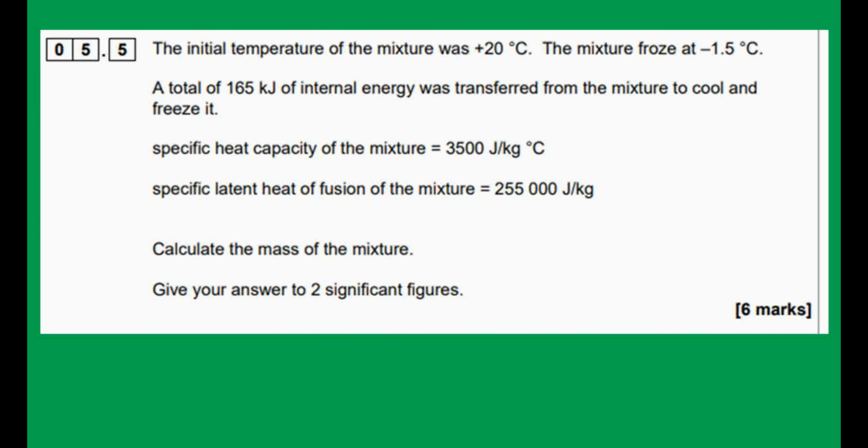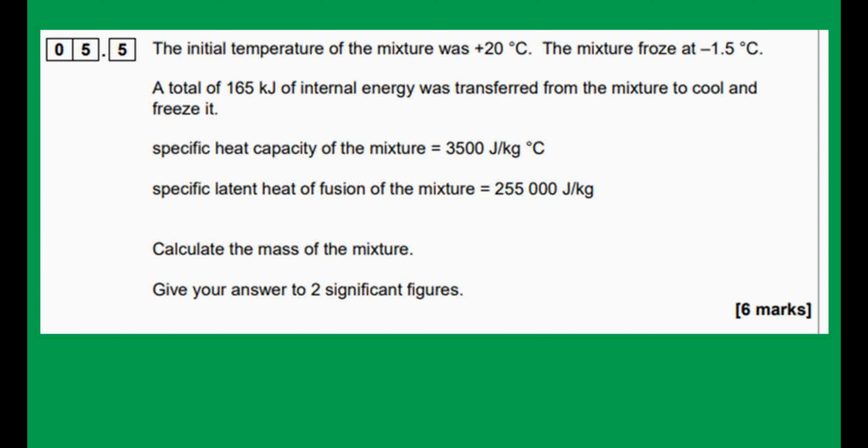The initial temperature of the mixture was 20 degrees. The mixture froze at 1.5 degrees Celsius. A total of 165 kilojoules of internal energy was transferred from the mixture to cool and freeze it. The specific heat capacity of the mixture is 3,500 joules per kilogram degree Celsius. The specific latent heat of fusion of the mixture is 255,000 joules per kilogram. Calculate the mass of the mixture. Give your answer to 2 significant figures.